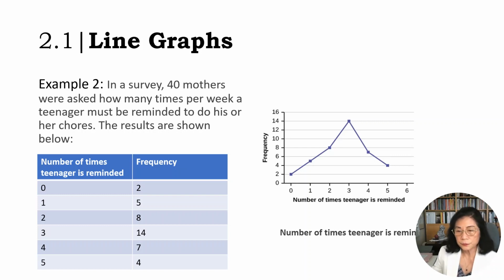Then go on similarly. X equals 2, y equals 8. X equals 3, matching with 14. X equals 4, y is 7, in between 6 and 8. X equals 5, y is 4.